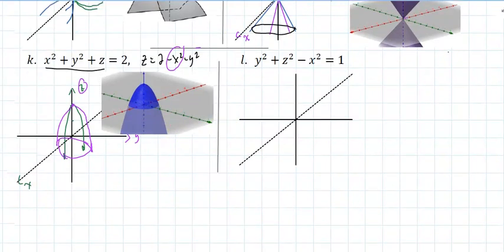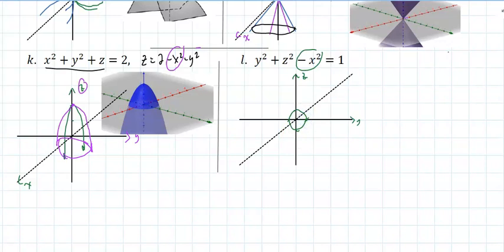And if I look at the last graph that I have, I'll notice if I zero x out, this is a circle in the zy plane. So that is 1, 1, 1, 1, 1, 1. It's a circle right there.